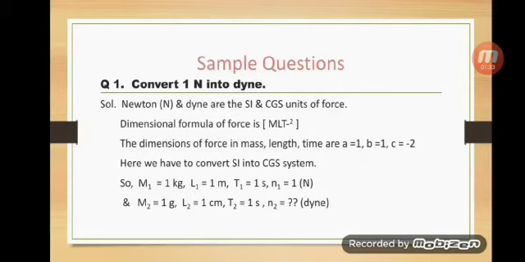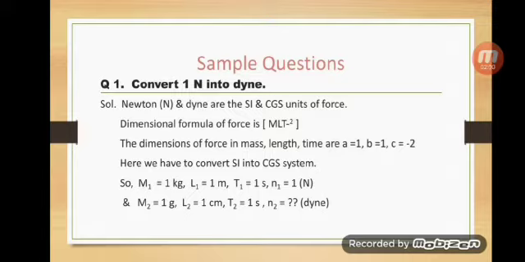First question is convert 1 Newton into dyne. Newton and dyne, we know that these are the units of force in SI and CGS system respectively. What is the dimensional formula of force? MLT to the power minus 2. Here the dimensions of the force in mass, length and time are A is equal to 1, B equal to 1 and C equal to minus 2. What are A, B and C? These are the powers of M, L and T in the force equation.